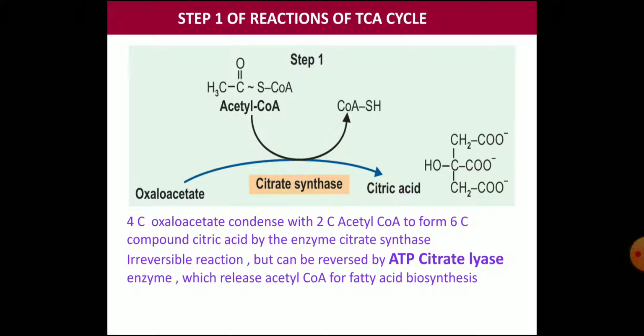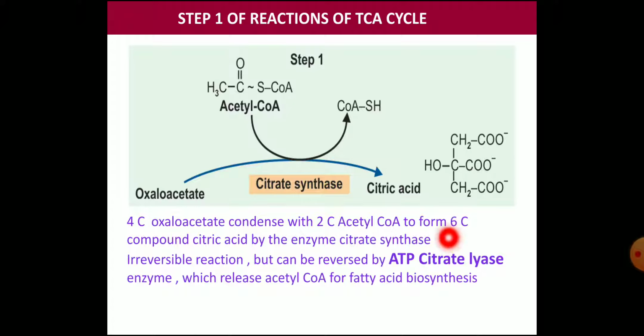Here oxaloacetate combines with acetyl coenzyme A, one molecule of coenzyme A is released, and it is converted to citrate, and the enzyme is citrate synthase. So 4-carbon oxaloacetate condenses with 2-carbon acetyl coenzyme A to form the 6-carbon compound citric acid by the enzyme citrate synthase. The first enzyme in the TCA cycle is citrate synthase, and it is an irreversible reaction, but can be reversed by the ATP citrate lyase enzyme, which releases acetyl coenzyme A for fatty acid biosynthesis.